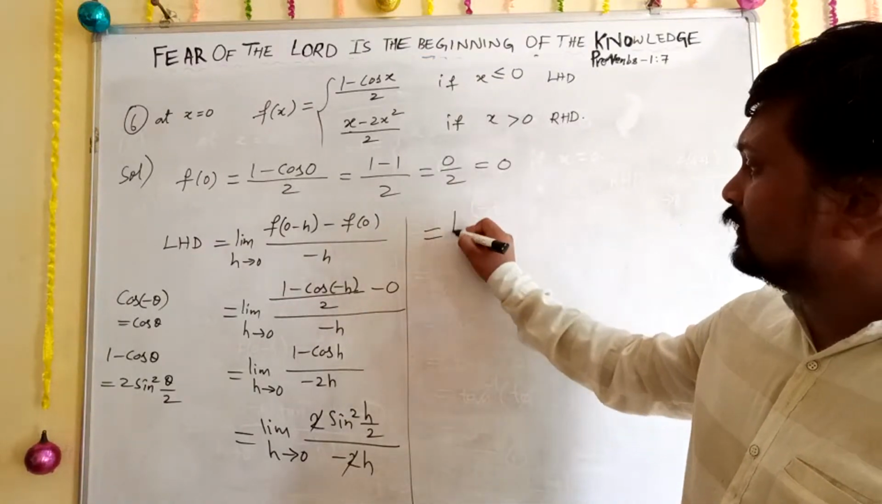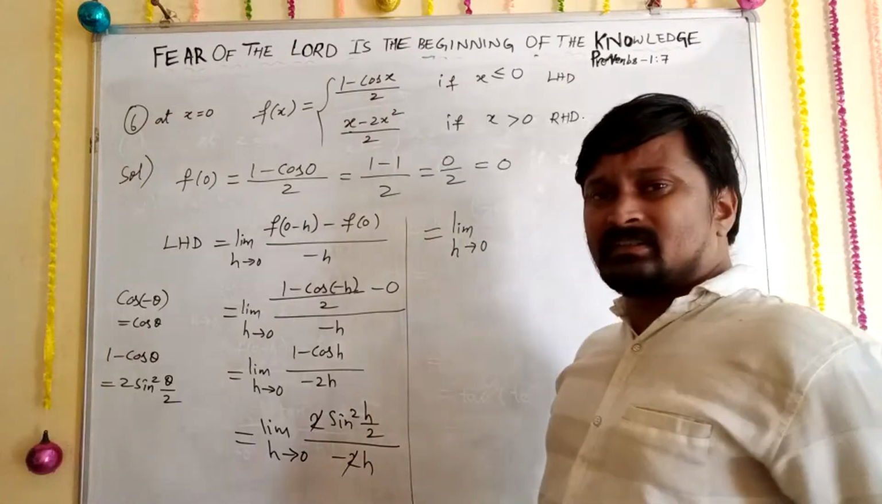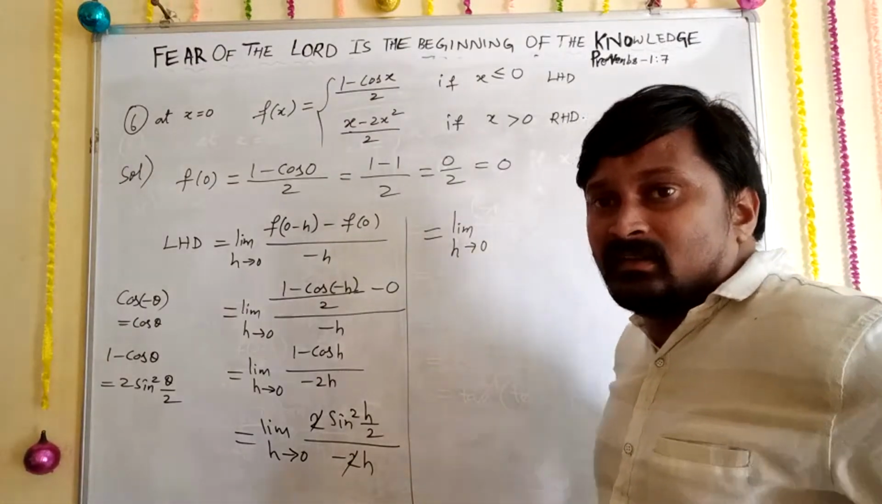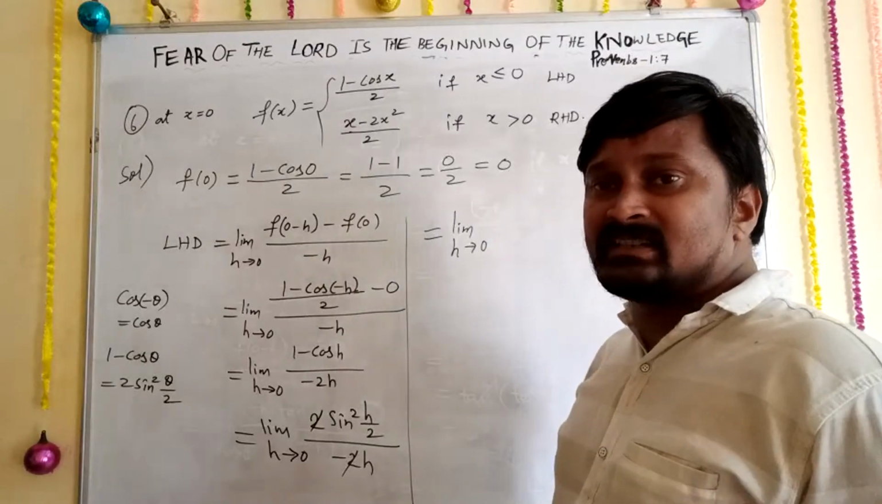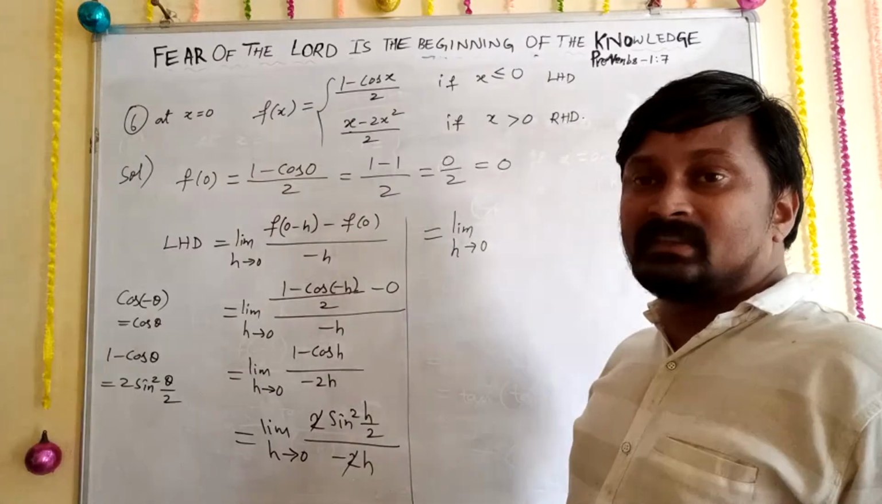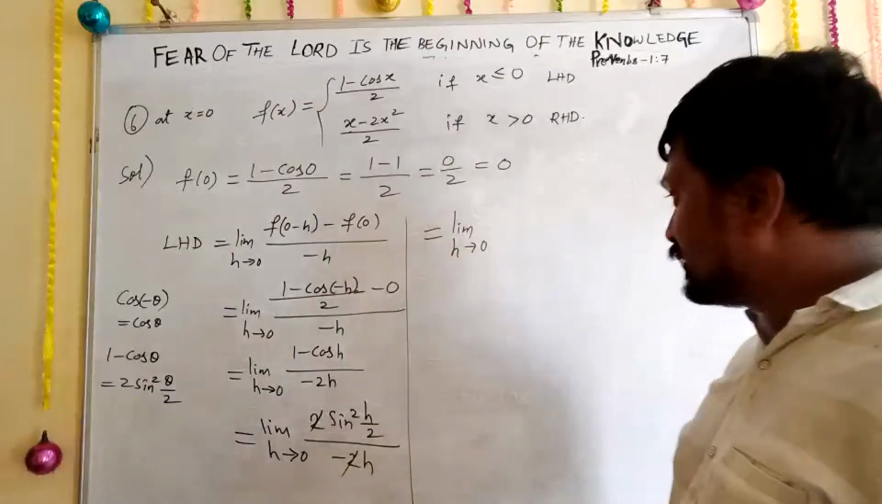That is equal to limit h tends to 0. It is fluctuating between 9 and 10 only. Priyanshi is present and Janisha is present. Okay. Where is Trapti? Is Trapti present or not? You check that.